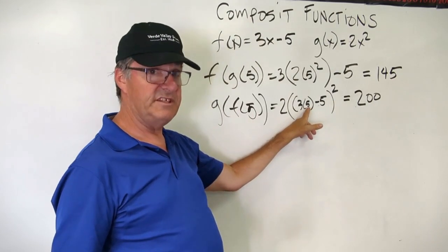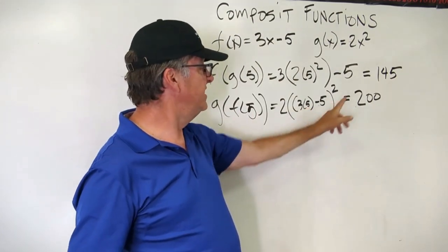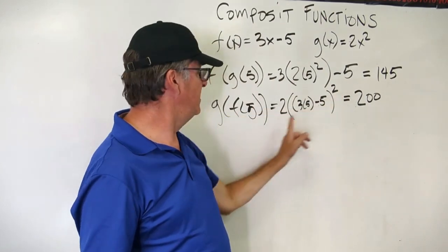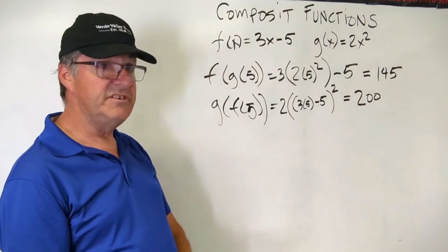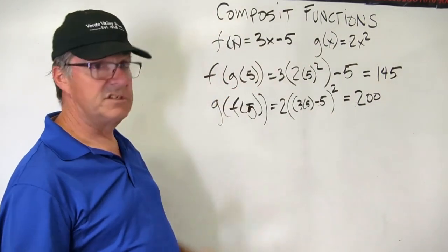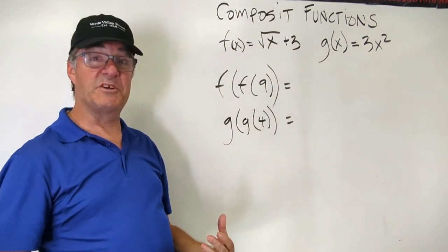3 times 5, that's 15, minus 5, that's 10. Now I have to do my power first. 10 squared is 100 times 2 gets me all the way out to 200. Now you'll notice that f of g of 5 is not the same as g of f of 5. Here are a couple interesting ones for you.